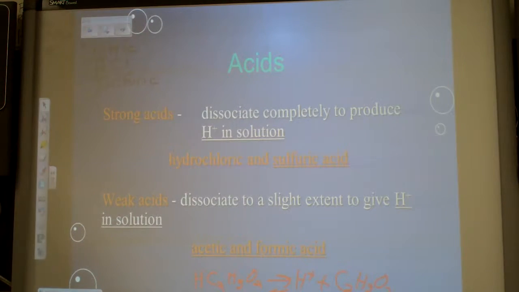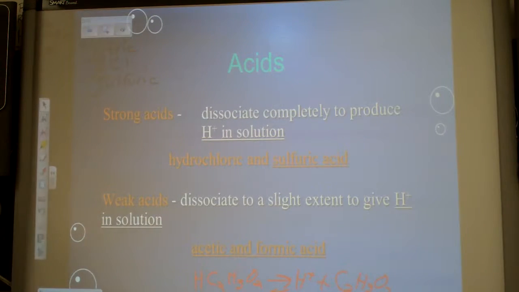Where? Food. And what foods? Salad dressing. You're thinking of citric acid. Salad dressings have vinegar in them. The active part of vinegar is acetic acid. That's going to be your lab 22. You're going to titrate vinegar. You're going to tell me what it is.